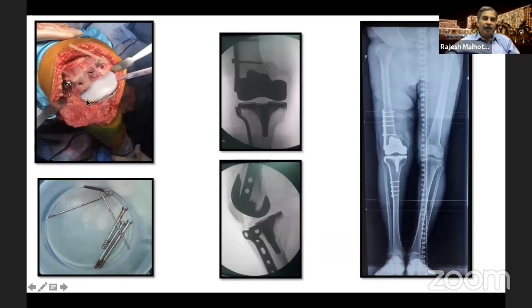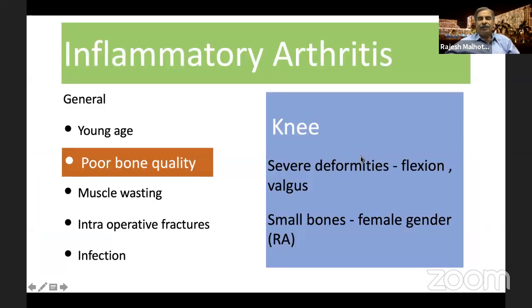But if I wanted to do a PS here, I would have been forced to redo this osteotomy, align it, and then I would have been left with very little bone. I could just use a CR and get away with it. I've got numerous such examples where CR comes to your rescue.